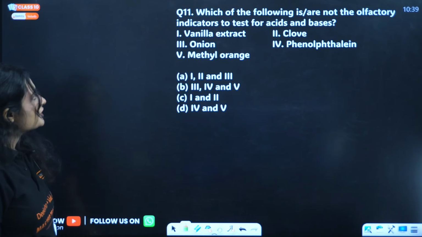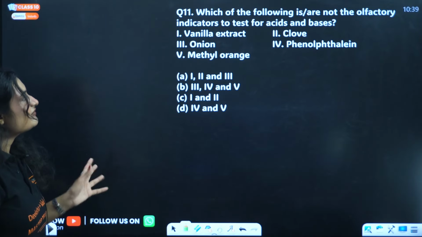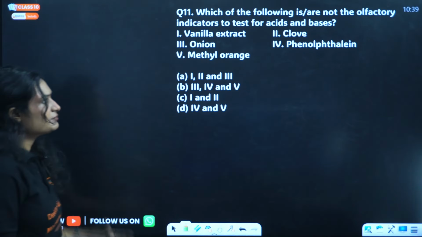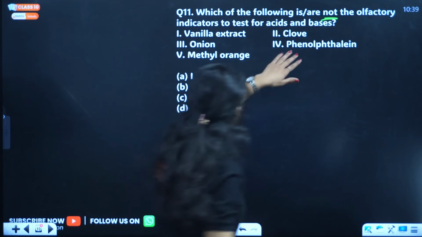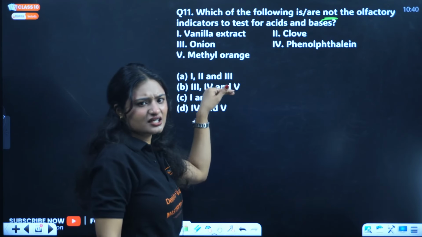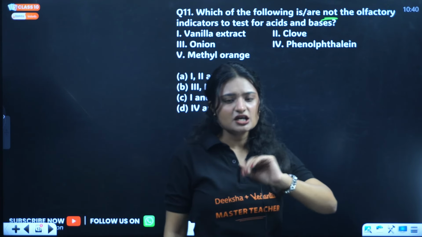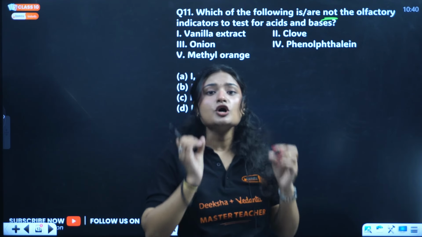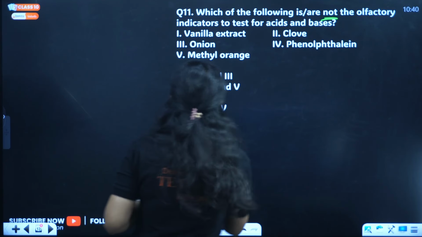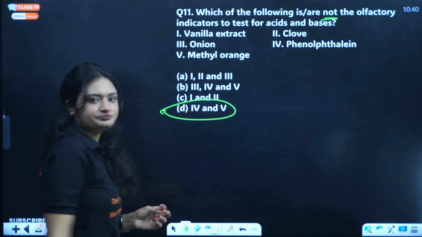Next question. Which of the following are not the olfactory indicators to test for acids and bases? Not the olfactory indicators. Phenolphthalein and methyl orange are synthetic indicators. They are not olfactory indicators, right? You do not smell anything from them. You see the change in color when you put those indicators. So, the answer is D.